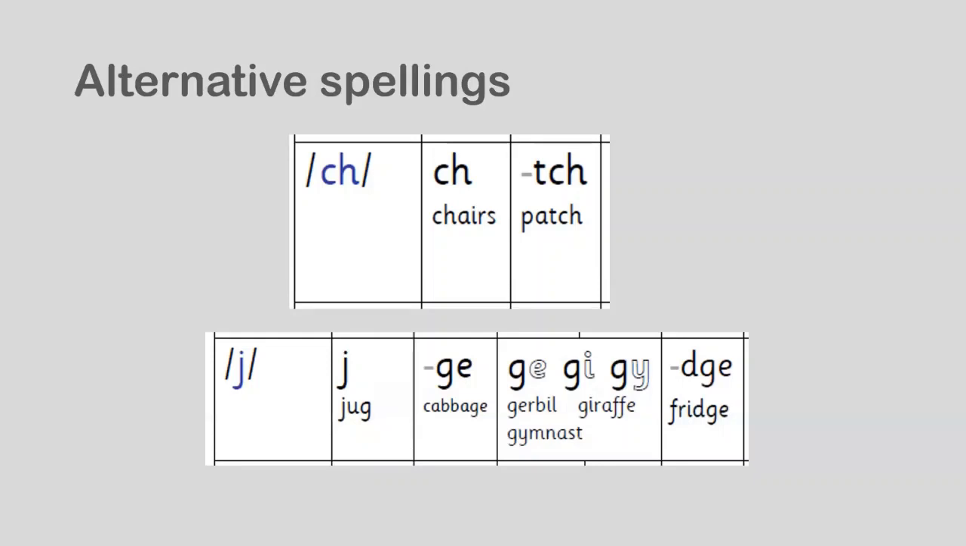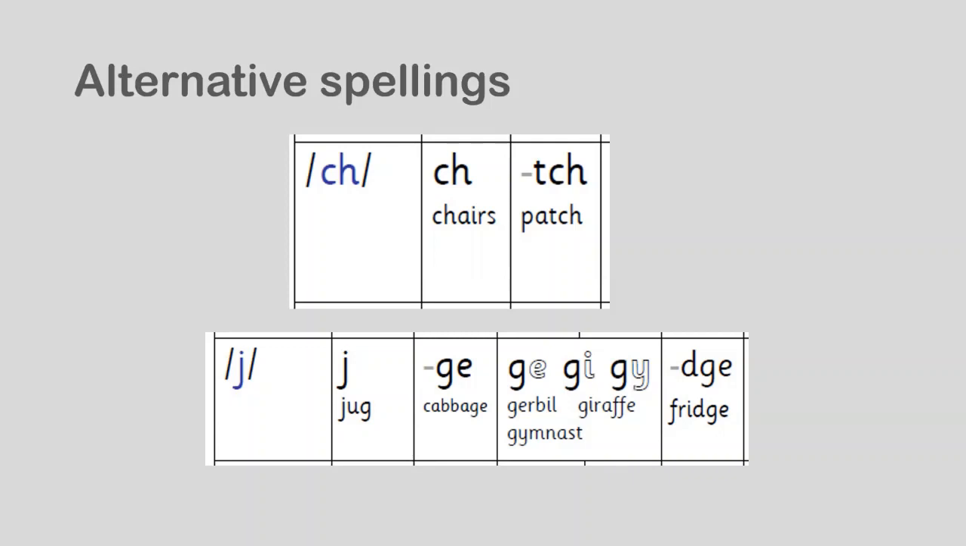Here we are with j, which can be spelt with a j, like in jug, a ge, like in cabbage, a g on its own, like in gerbil, giraffe, or gymnast. And you can see there the letters grayed out. Those letters that follow are not part of the spelling pattern. It's to help you see that there's a rule there, that g on its own at the beginning of a word will make a j sound if it's followed by e, i, or y, not if it's followed by a, o, or u. It could also be spelt with dge, like in fridge.